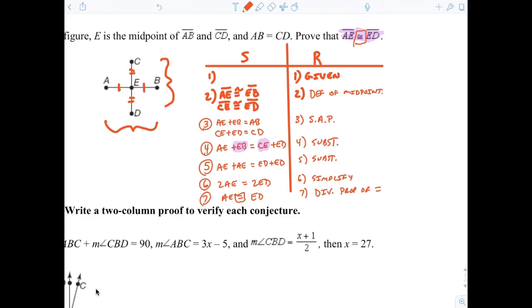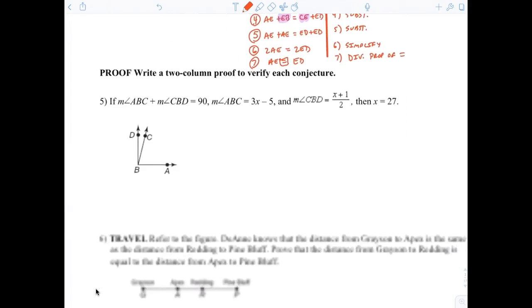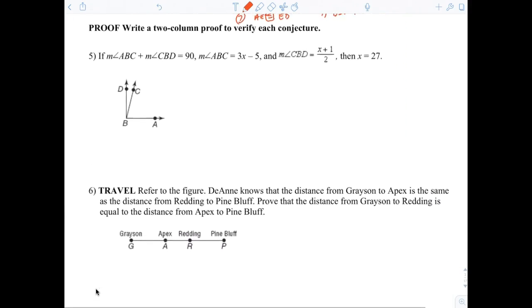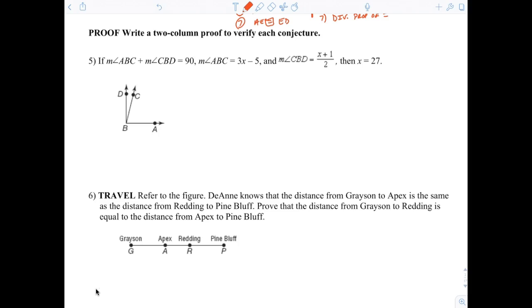I don't think that's that hard now. I really don't think it's that hard. All right. Look it over. Make sure you can do it on your own. Now let's take a look at question number 5. Again, writing a 2-column proof to verify each conjecture. So here's what we got.